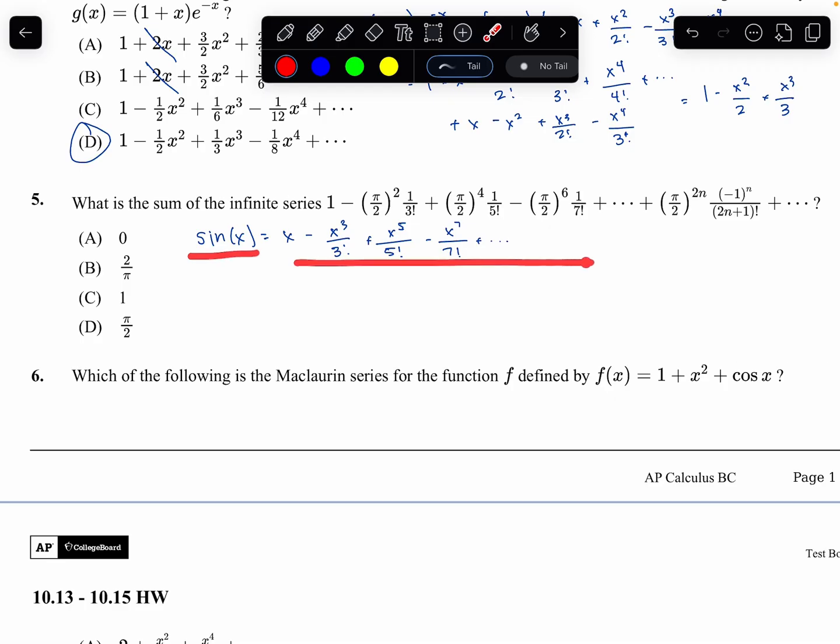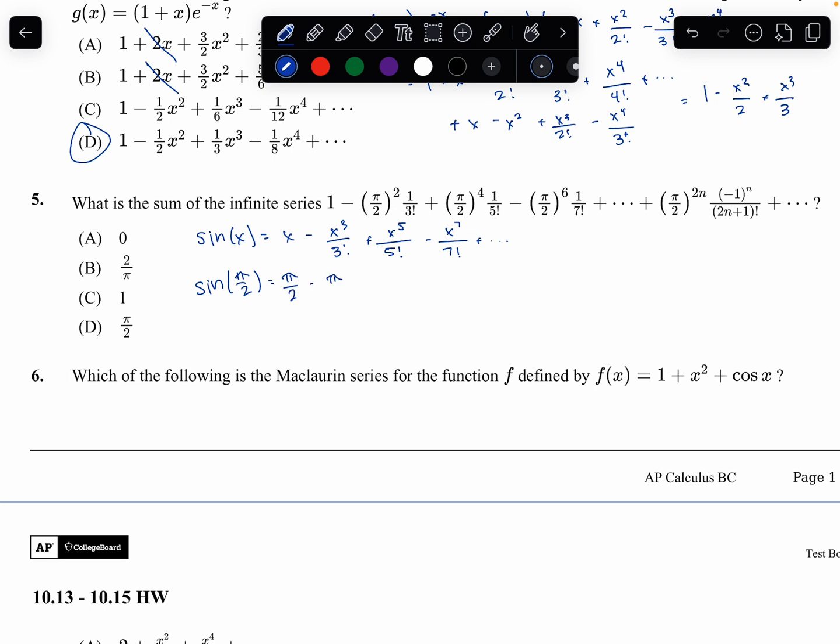And so that's what we want to do. We're going to manipulate both sides to get this right here. Well, first thing that we need to recognize is that we're not using x. Each term is pi halves in place of x. So pi halves, pi halves. So let's do that to the left side. So we're going to have sine of pi halves, and that's going to be equal to pi halves minus pi halves cubed times 1 over 3 factorial plus pi halves to the 5th times 1 over 5 factorial minus pi halves to the 7th times 1 over 7 factorial.